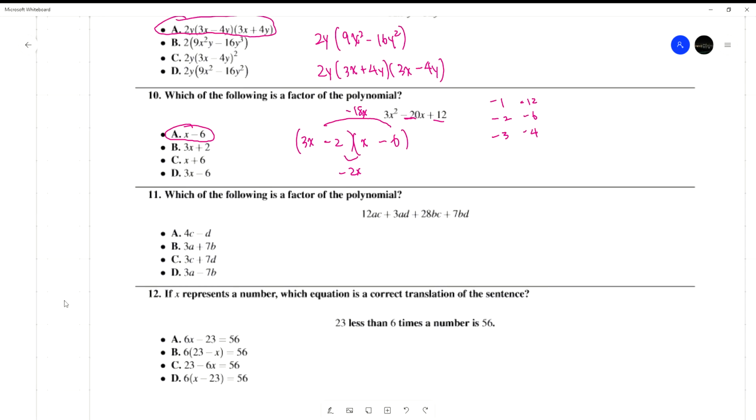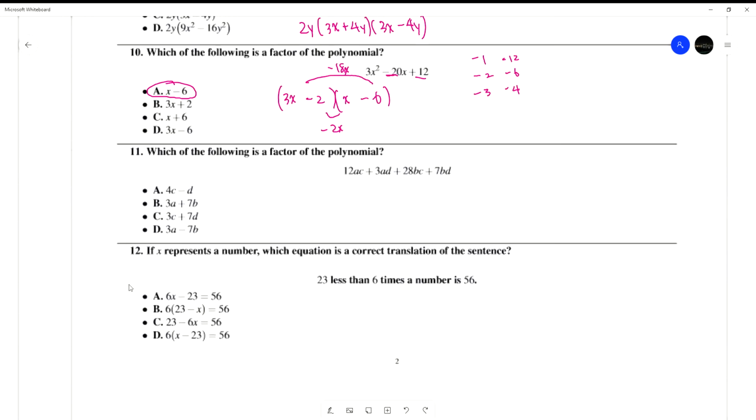Alright, any problems with factoring? You know, you can always double check by multiplying, right? FOIL this out and see if you get the original. Yes, what's your question?